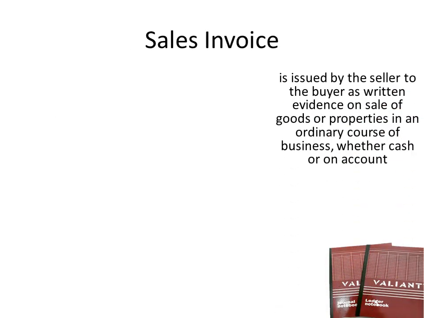So what is an invoice? Usually, an invoice is used by the seller to the buyer as a written evidence on sale of goods or property in an ordinary course of business, whether cash or on account. So, usually, these are also your evidence of ownership. Because when the sales invoice has been given to you, it's as if a contract of transfer of ownership that you are now the legal owner of this particular property.